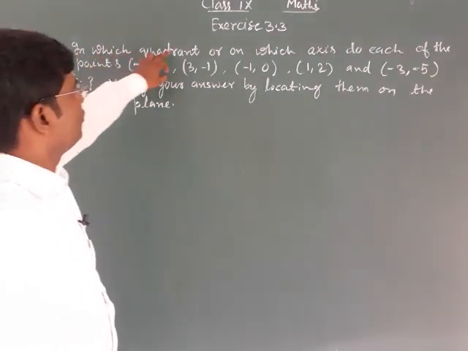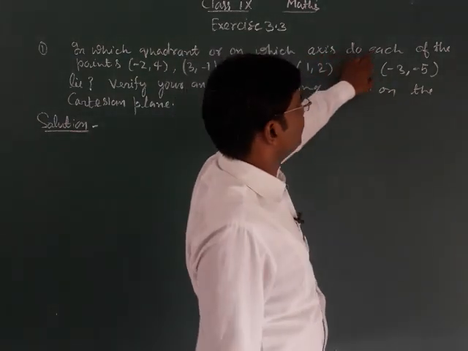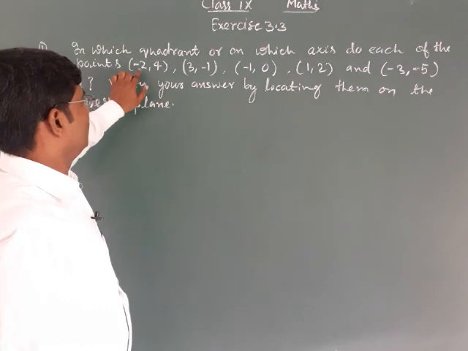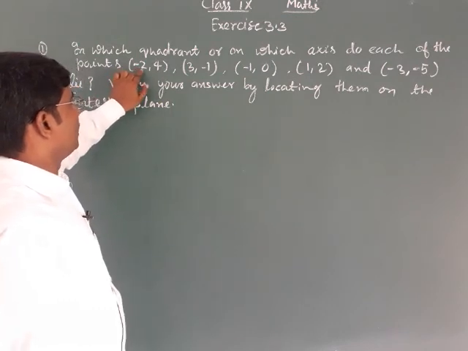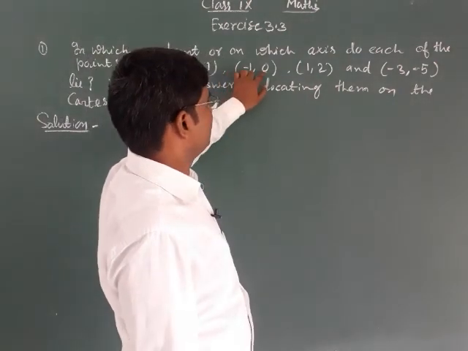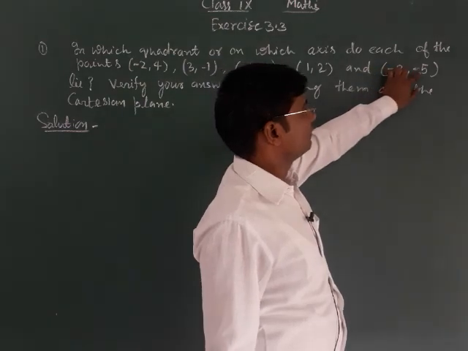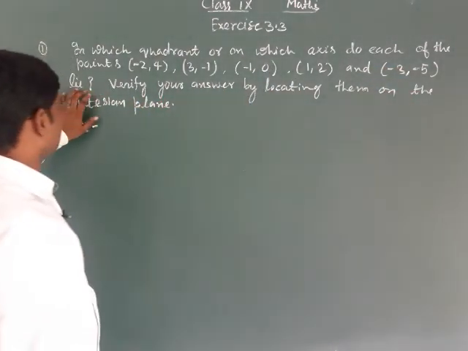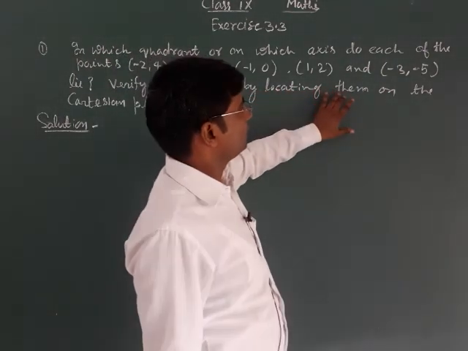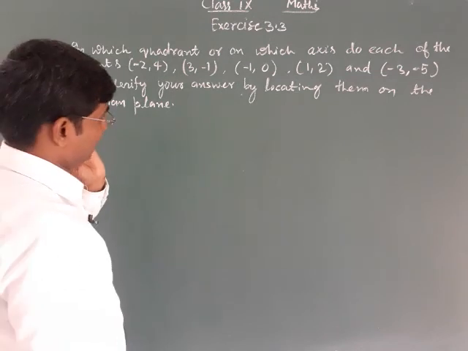In which quadrant or on which axis do each of the points (-2, 4), (3, -1), (-1, 0), (1, 2) and (-3, -5) lie? Verify your answer by locating them on the Cartesian plane.